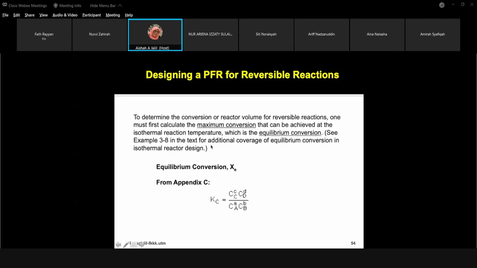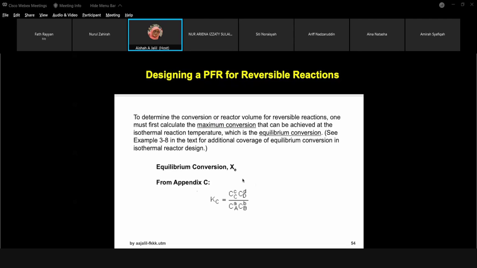See the example in the textbook for additional information on equilibrium conversion Xe in isothermal reactor design, where you can get the Xe from the appendix. Actually, you get this from the reaction aA plus bB to cC plus dD. You can still remember the stoichiometric coefficients for A plus B to C plus D. The stoichiometric coefficients are the small letters for A, B, C, and D.